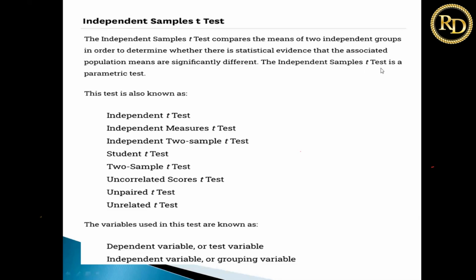The independent sample t-test is a parametric test, and this test is also known as the independent t-test, independent measures t-test, independent 2 sample t-test, student t-test, 2 sample t-test, uncorrelated score t-test, unpaired t-test, unrelated t-test. So there are so many names for this test. The variables used in the test are known as follows: the dependent variable is the test variable and the independent variable is the grouping variable. The grouping variable is a categorical variable.